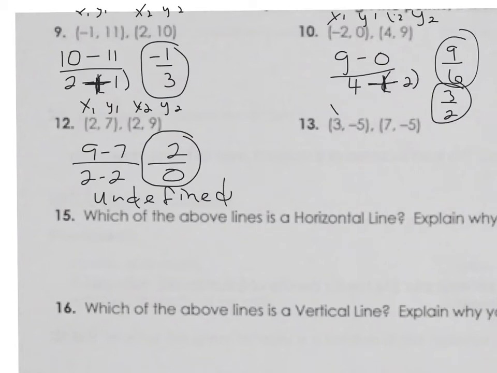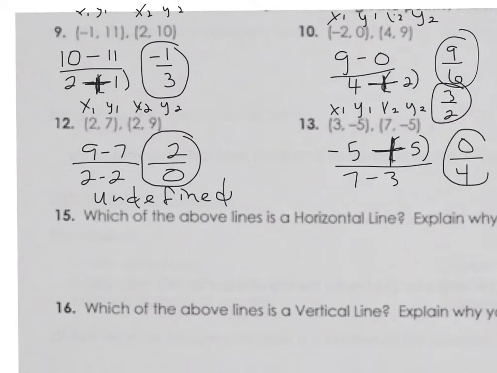Number 13, x1, y1, x2, y2, negative 5 minus a negative 5, and 7 minus 3. Negative 5 minus a negative, that minus a negative turns into plus. Negative 5 plus 5 is 0. 7 minus 3 is 4. 0 over 4 is just a 0 slope.